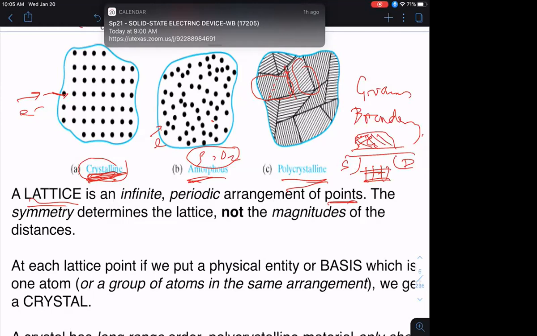distances between them. Okay, so a simple example would be, if I'm looking at a one-dimensional problem, a lattice would be uniformly spaced points. Okay, and it doesn't matter if the distance between these points is 1 angstrom or 1 mile or 1 light year. You just have one possibility. Okay, in 1D you only have one possible lattice. Okay, uniformly spaced points, because that's the only symmetry that I'm talking about.